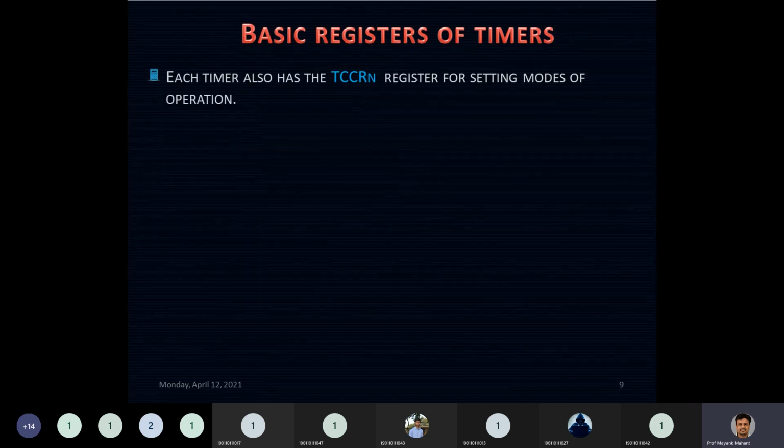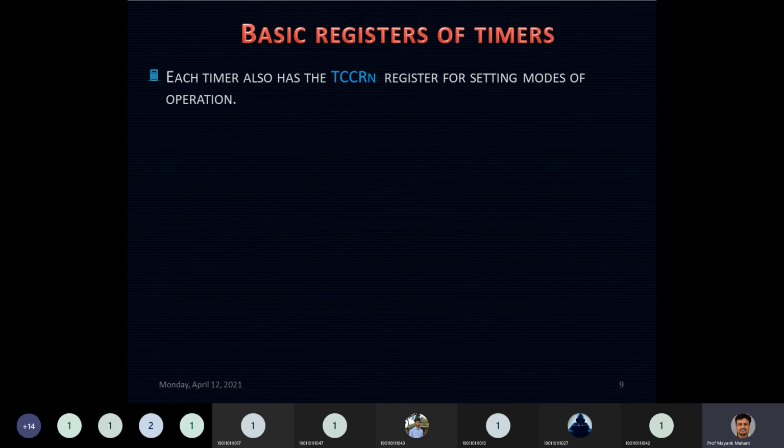Each timer also has a TCCR register. The TCCR register is the timer counter control register. This is used for setting the mode of operation. Already I have made you familiar with two modes of operation: one we call the normal mode, another we call the CTC mode. So in which mode I want my timers to work.